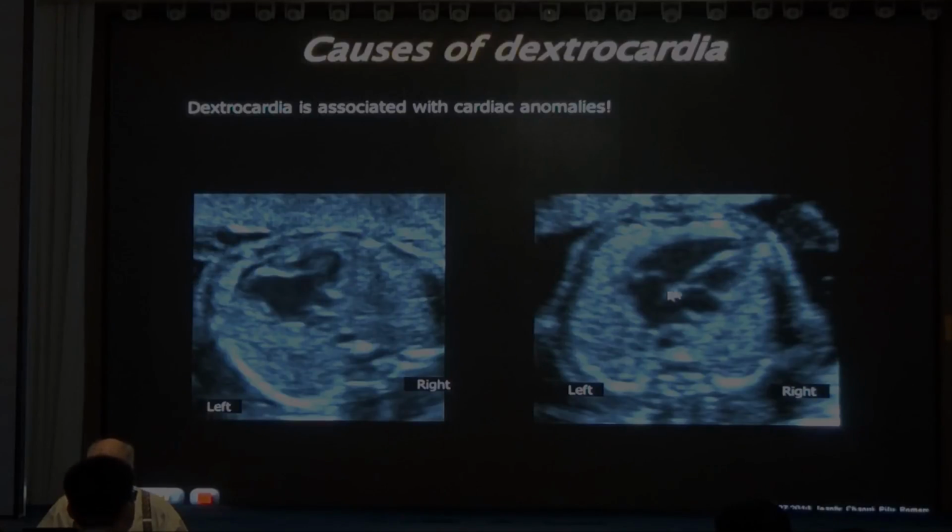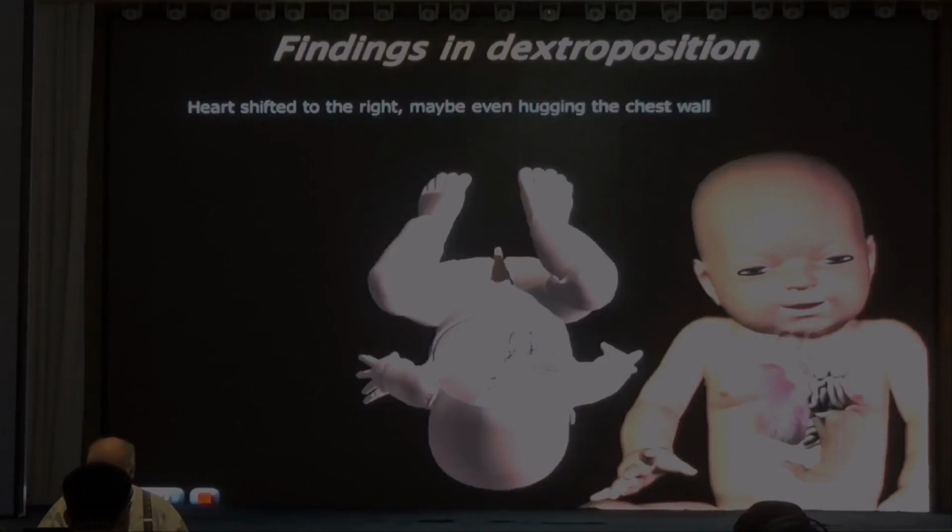Okay? This atrium here receives the pulmonary vein. Although this pulmonary vein here is not very conspicuous. But so this is the left atrium, and this is the left ventricle. So the ventricles are inverted but the atrioventricular connections are concordant, okay? And you see, it's not just a normal four chamber.